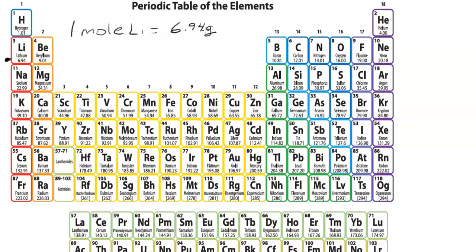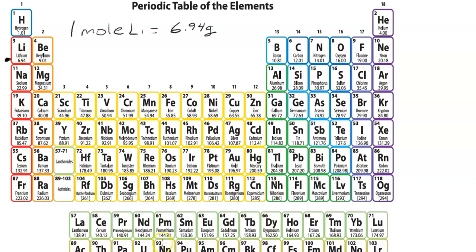Now you can't count out that many atoms, but you can take lithium. If you had a jar of lithium, you could take it and weigh it. You could put it on a balance and weigh out 6.94 grams, and when you did, you would know that you had 6.022 times 10 to the 23rd atoms of lithium.